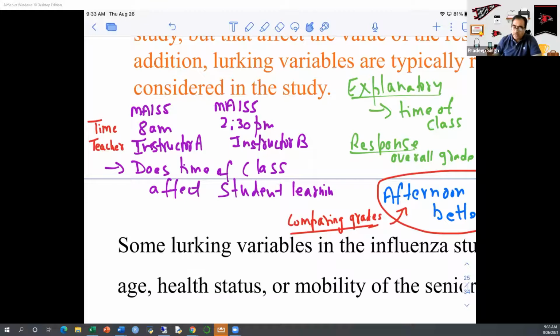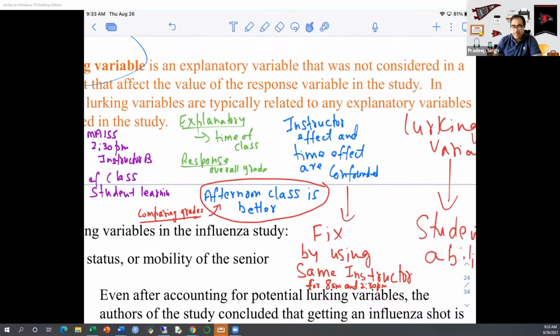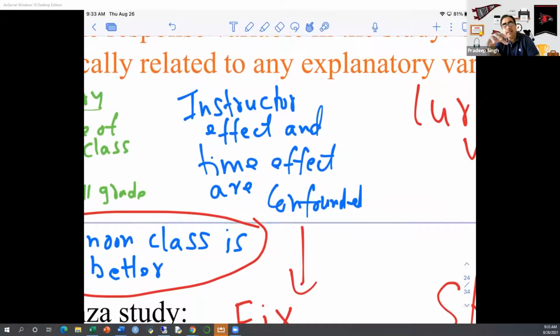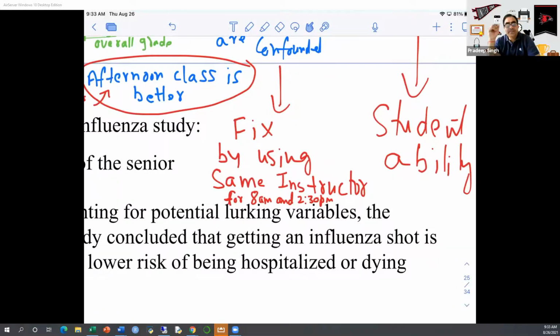So this is what is called the confounding effect, right? The instructor effect and the time effect are confounded. Because of the way this study is conducted, we don't know whether students did better because of the instructor or because of the time. So that is the confounding effect. So how do we fix it? Because there's a confounding effect, we have to eliminate it, because our goal is to only study the time effect.